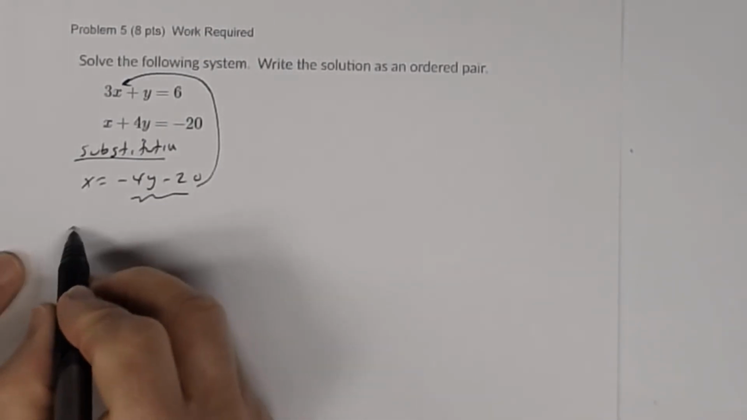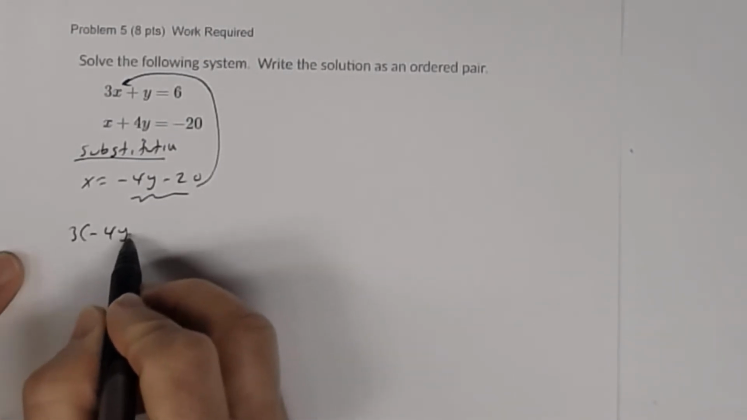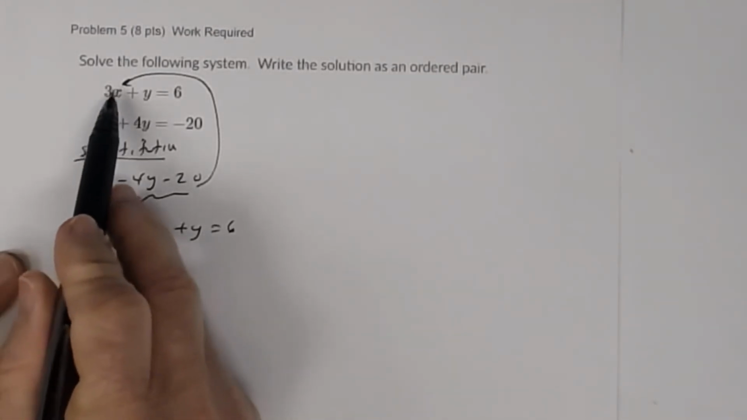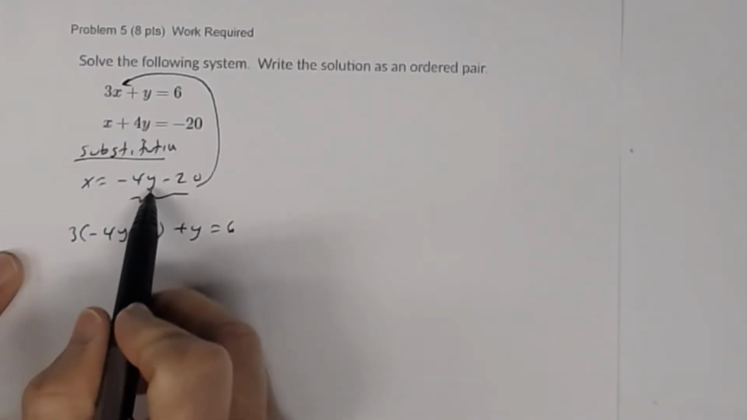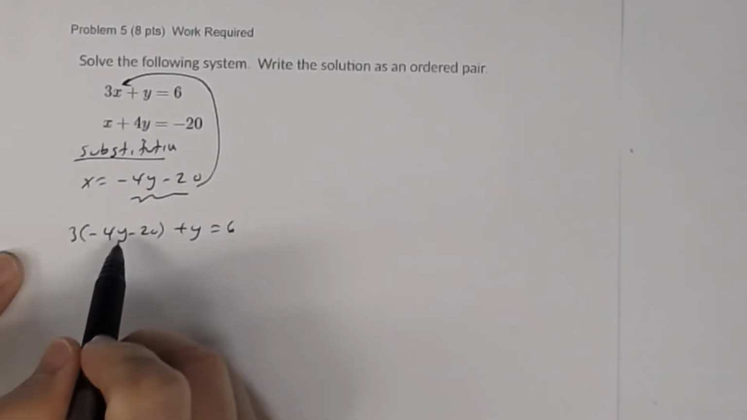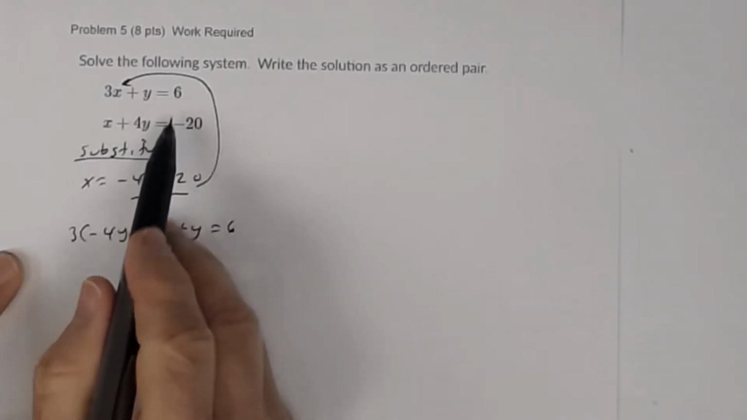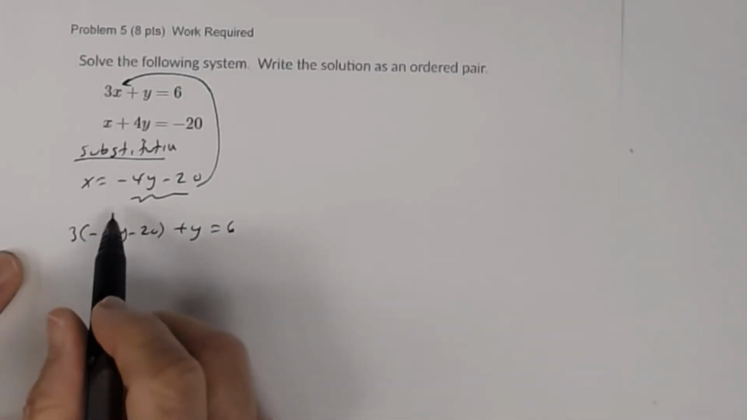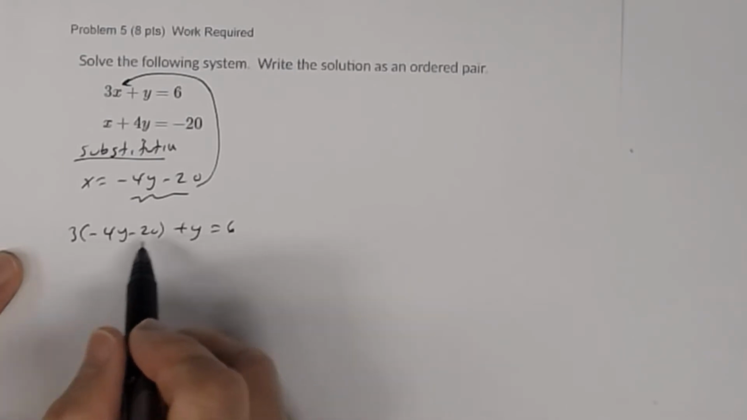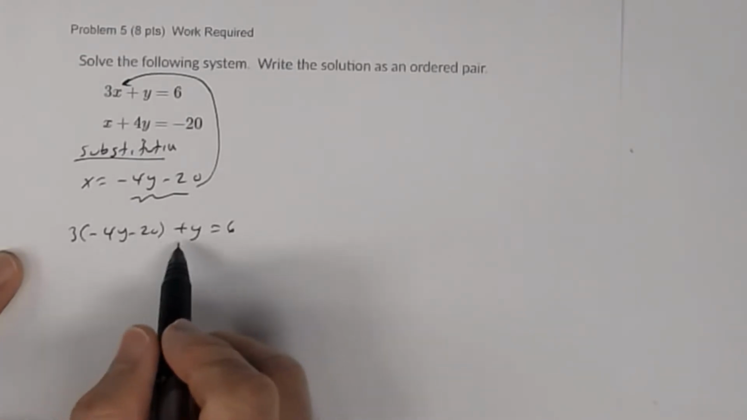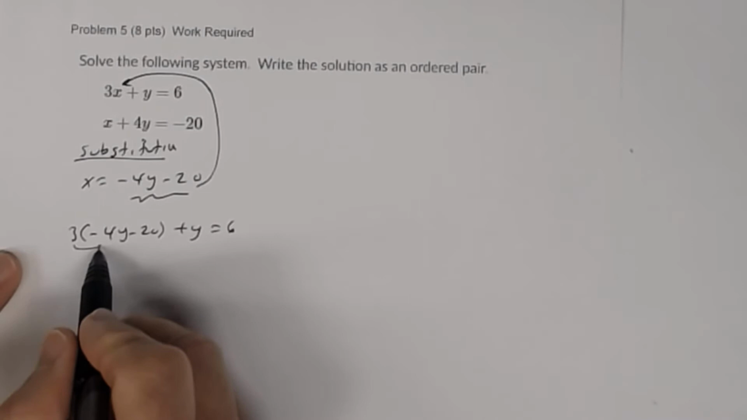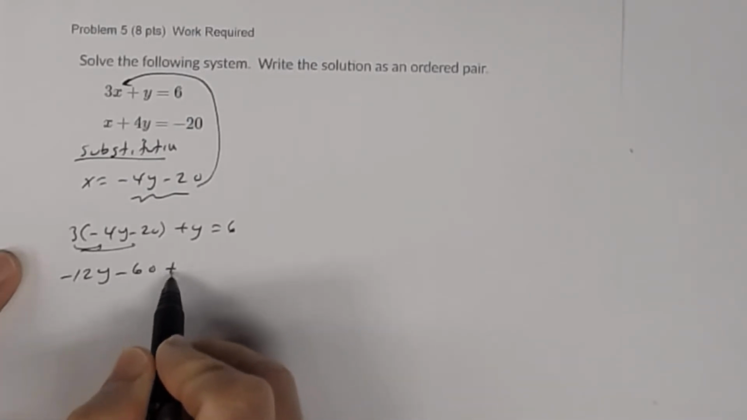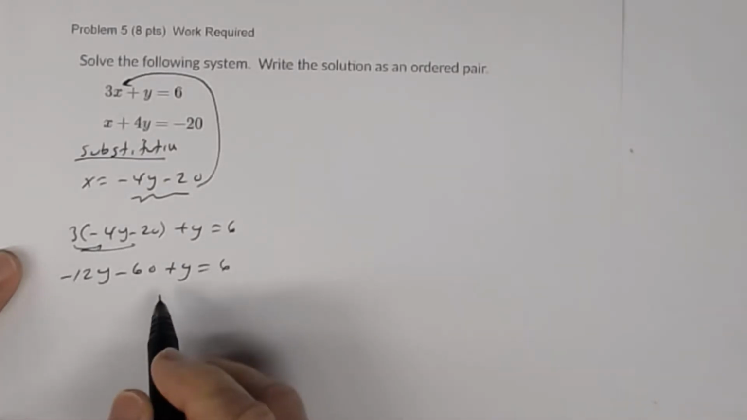And so I get 3 times negative 4y minus 20, plus y, equals 6. So 3 times, and I'm substituting this expression into x, that's what you see here, and then plus y equals 6. Now solving this linear equation, notice that this equation that I'm pointing at only has one variable. So let's go ahead and solve for y. So we're going to distribute. So I get negative 12y minus 60 plus y equals 6.